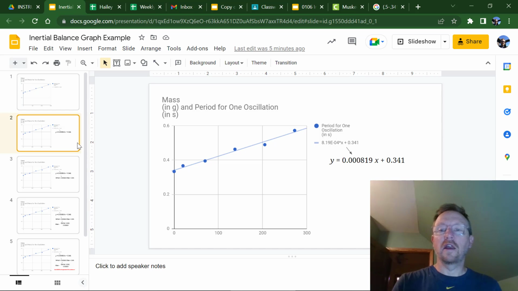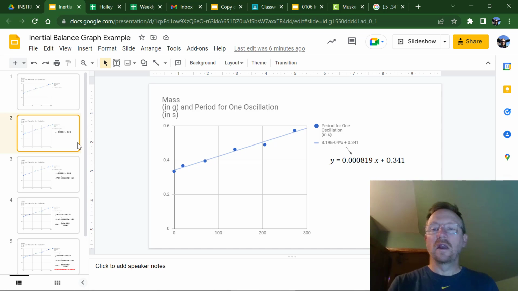So if you take a look at the slide now, you can see that I've converted it into the equation for a line. And the equation for a line in this case is in y equals mx plus b format. For those of you who've forgotten, m is the slope and b is the y-intercept. And so the slope of this line is 0.000819 and the y-intercept is 0.314.